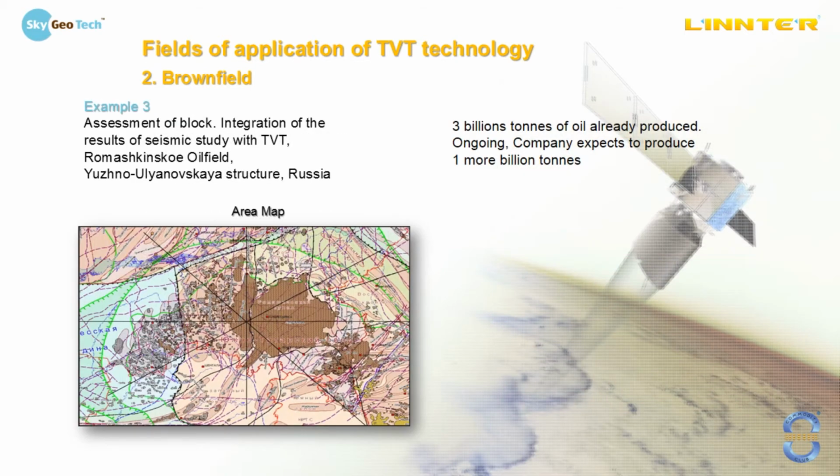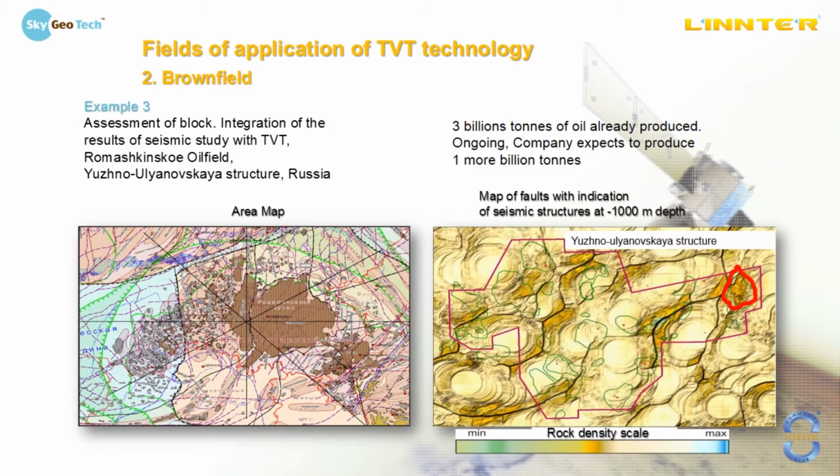This is Ramashkinskaya oil field, Yuzhno-Ulyanovskaya structure, Russia. One of the biggest deposits, 3 billion tons of oil are already produced here, and it's still ongoing, and the company expects to produce 1 more billion tons. We were asked to make an assessment of this small area, which is shown by the red line.